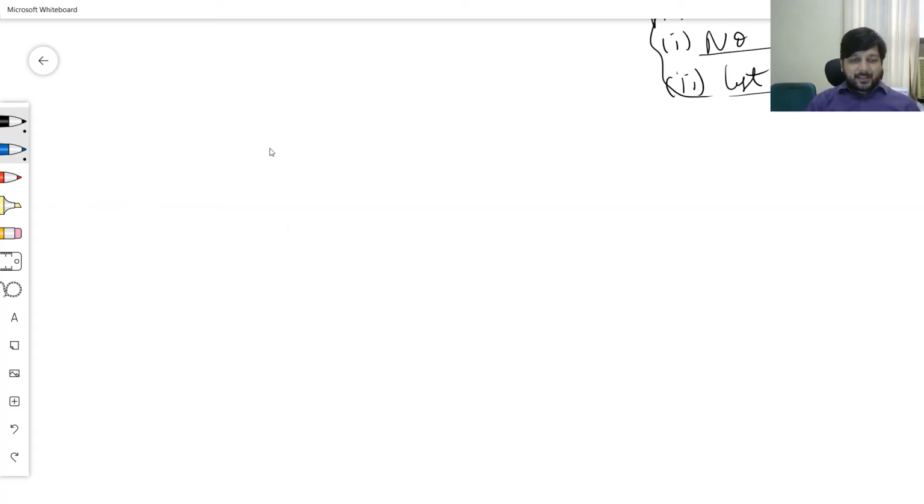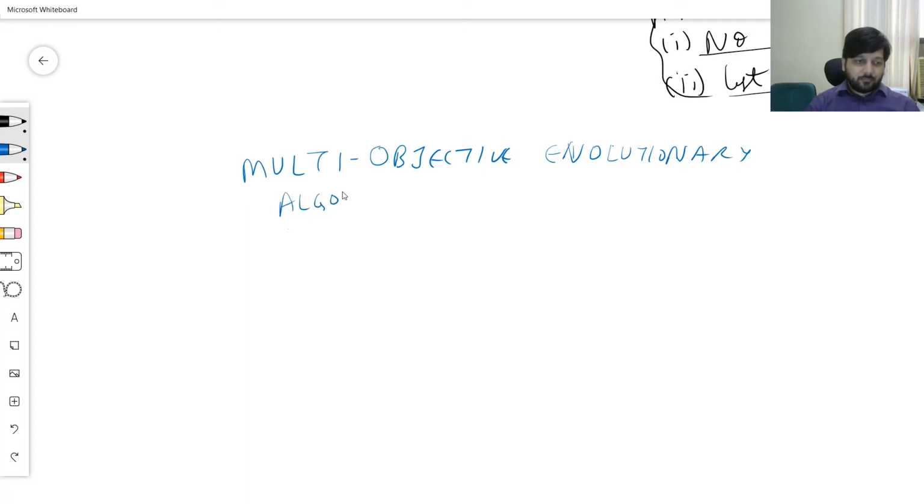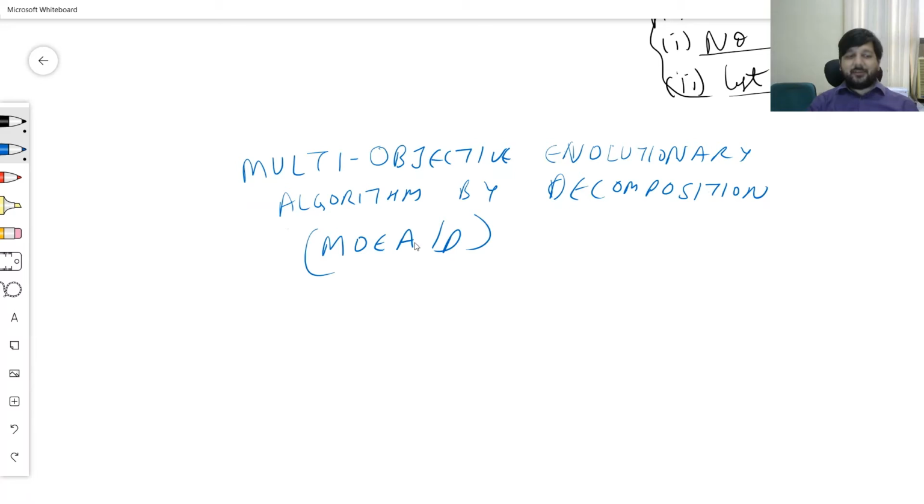Okay, now let's discuss another algorithm that solves the problem of multi-objective optimization, and the new algorithm will hence be called the multi-objective evolutionary algorithm, as you would expect. And the added flavor is by decomposition, or in short, MOEA/D, multi-objective evolutionary algorithm by decomposition.